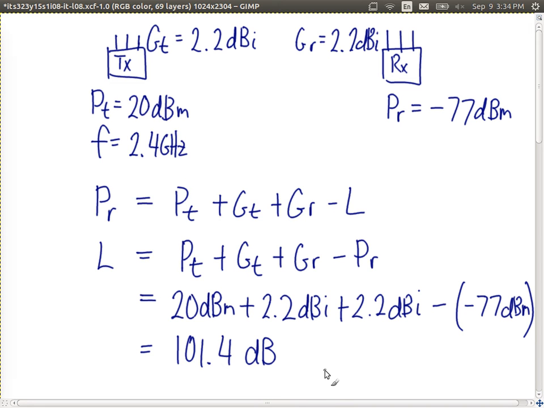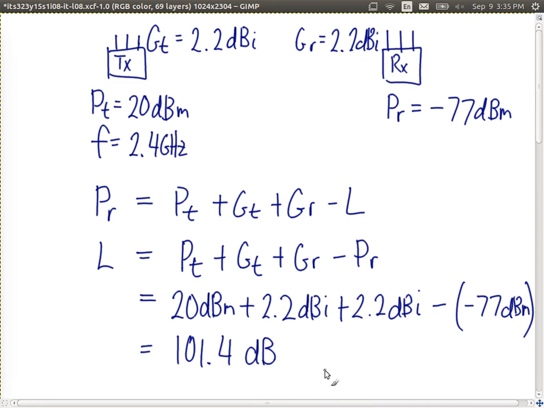So even though we write dBi and dBm, we can still add them up in this, because in dB scale, we can add the factor in. The i just means relative to isotropic. So don't be confused and think that we somehow need to change dBm into dBi. No. The transmit power measures watts. Receive power measures watts. In this case, it's milliwatts and milliwatts. The others are just factors or ratios. And because we're on a logarithmic scale, we can add them together.